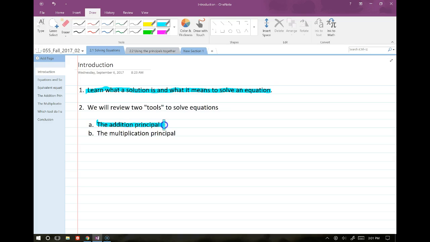First one is the addition principle. The second one is the multiplication principle. They're probably, at least in this class, the most commonly used tools to solve equations.